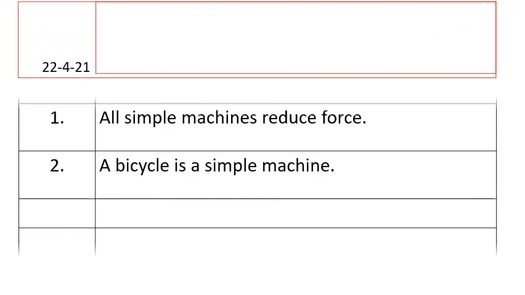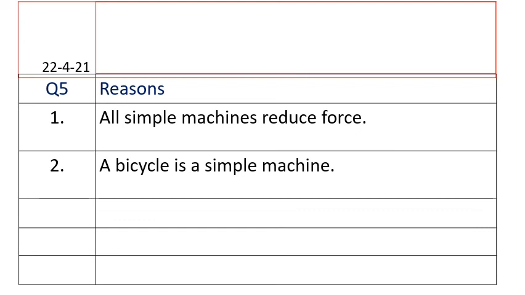Now in the last part, you need to write the reasons. That would be your question number 5, and it has 2 parts. Number 1 is, all simple machines reduce force, yes or no. You will just mark, and whether you write yes or no, you need to give the answer as well. Number 2 is, a bicycle is a simple machine. Is it a simple machine? If yes, why is it a simple machine? If no, then why is it not a simple machine? You need to write the reason.